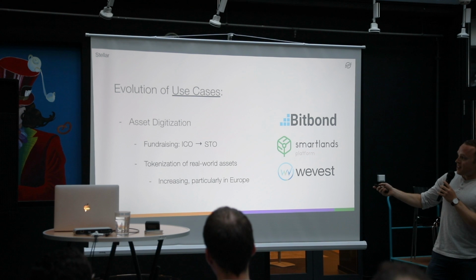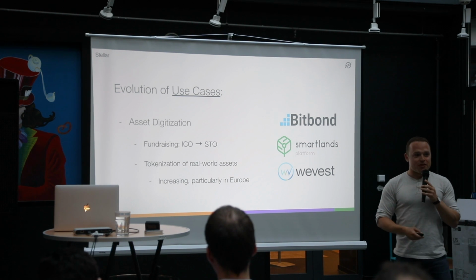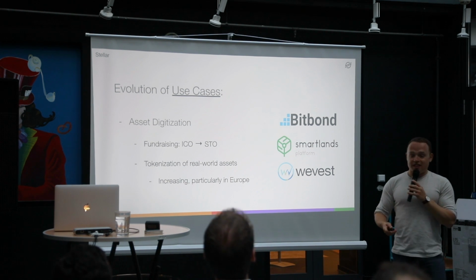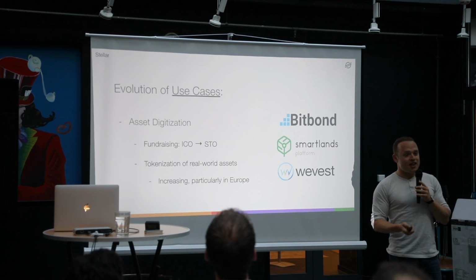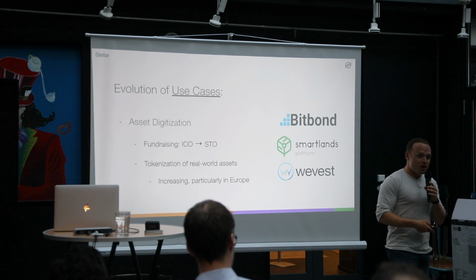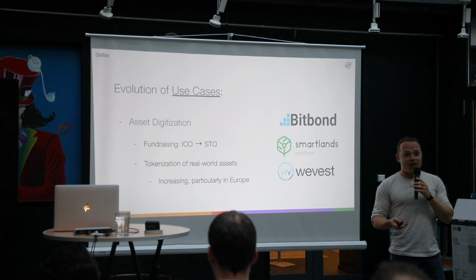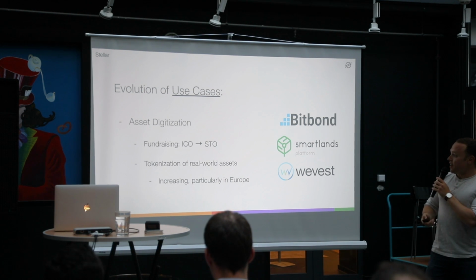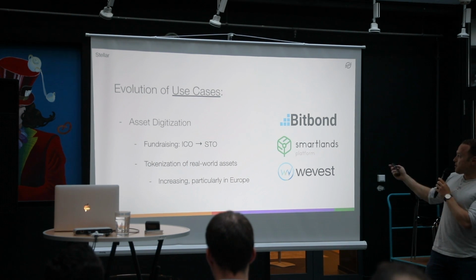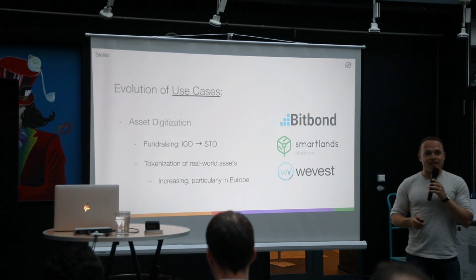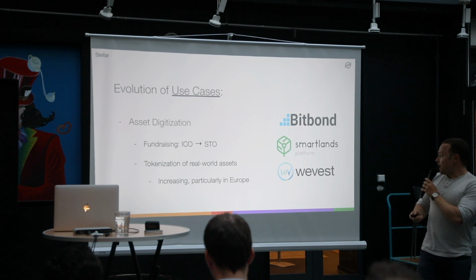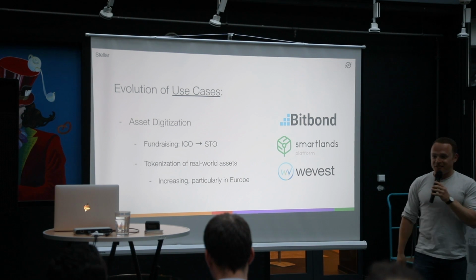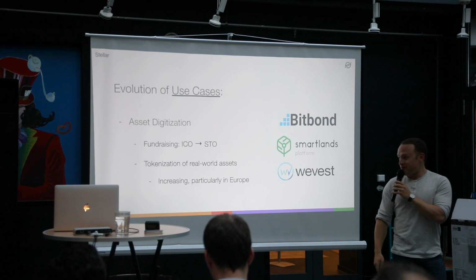And so fundraising is a major component of this. People are doing STOs to raise funds. So Bitbond is a great example. I think Radko was here last time talking about what they're doing with bonds on Stellar. Or Smartlands is a company that's currently tokenizing a real estate development project in the UK. And then Weavest, Didier will explain in just a second.